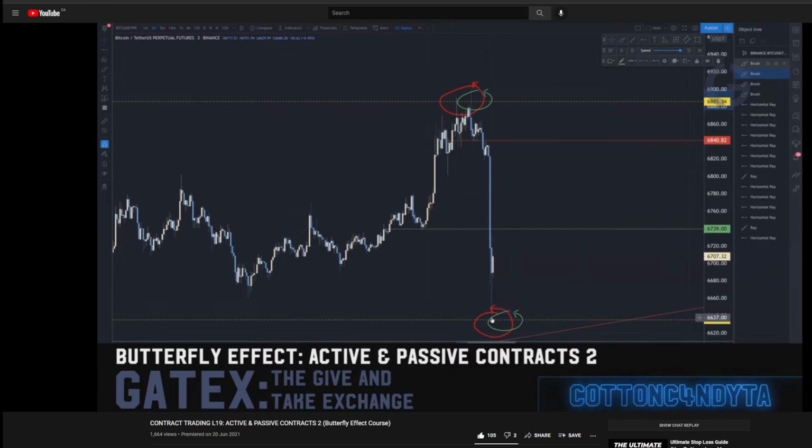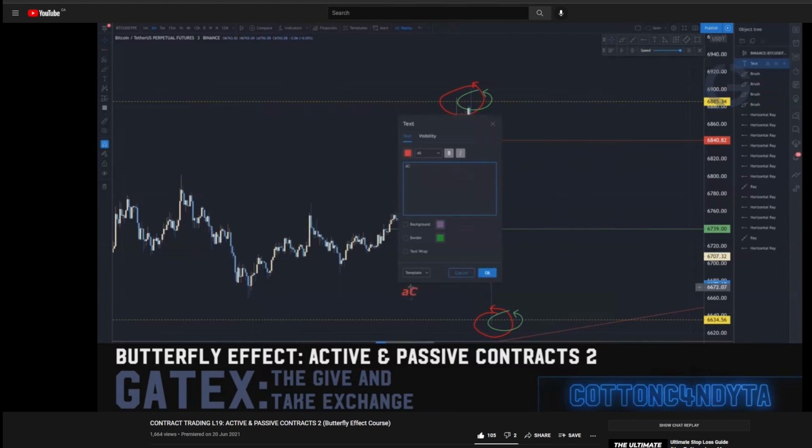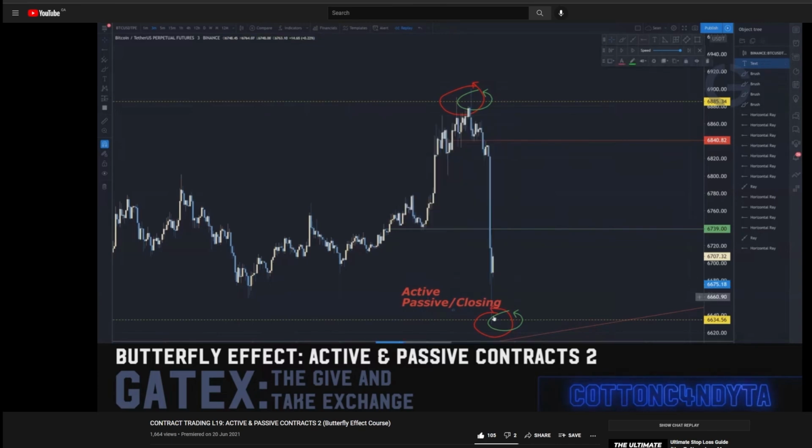So active, I'll write that on the screen because it sounds confusing. You have active contracts happening and passive / closing, because passive and closing are the same thing. It's a passive contract because it's open until it's closed, or it's a closing contract, right? So you have both of these things happening in this moment. This is what creates levels to hold. Okay. So this creates the levels to hold.